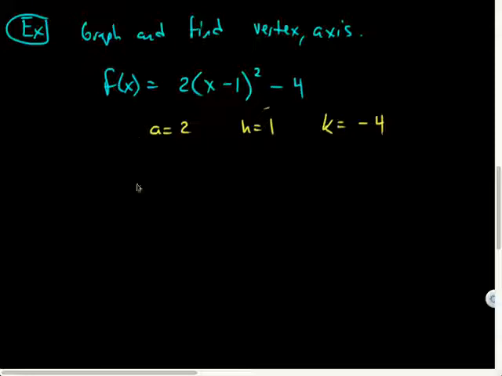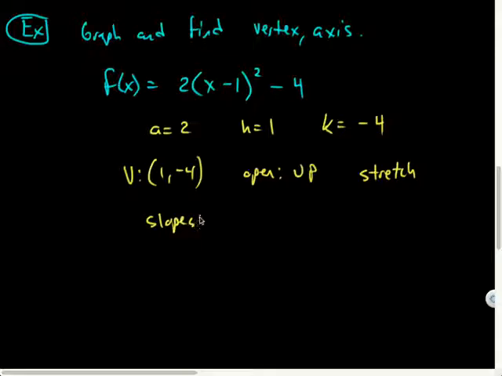All right. So what does that tell us? Well, we can gather information. That means the vertex is the point (1, -4). Which way does this open? Opens up because a is positive. And it's a stretch by a factor of 2. So then I could even find some slopes if I wanted. It'd be 2 times 1 over 1, 2 times 3 over 1, and 2 times 5 over 1. So that's just going to be 2 over 1, 6 over 1, and 10 over 1.